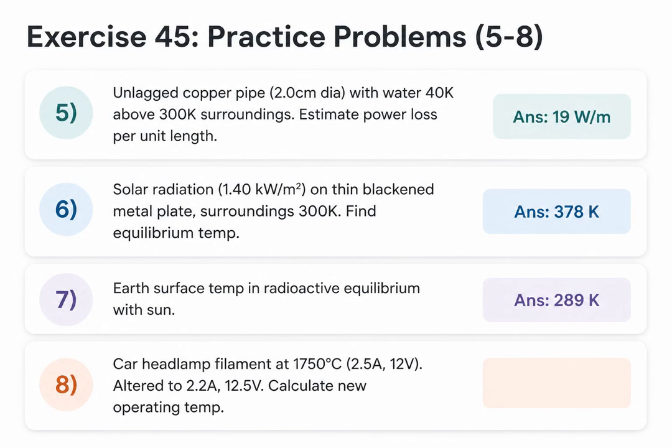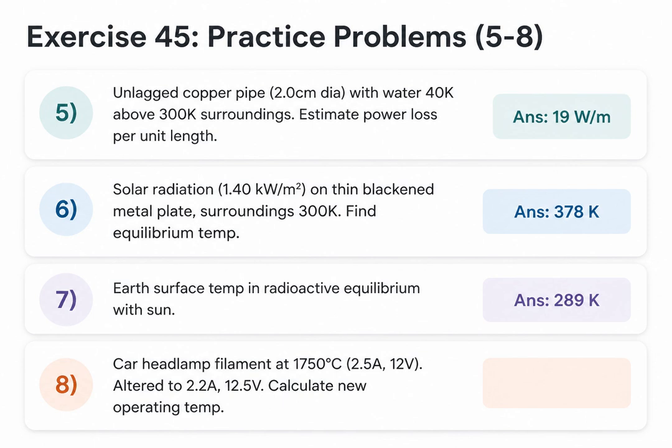Continuing with exercise 45, question 5 asks for the power loss per unit length of an unlagged copper pipe carrying warm water, which comes out to 19 watts per meter. Question 6 involves finding the equilibrium temperature of a blackened metal plate receiving solar radiation on one side, resulting in 378 Kelvin. Question 7 is a classic radioactive equilibrium problem, asking for the Earth's surface temperature, which we previously calculated to be around 289 Kelvin.